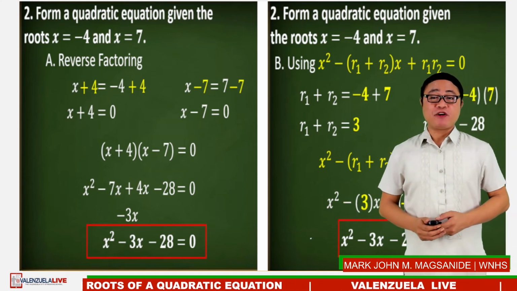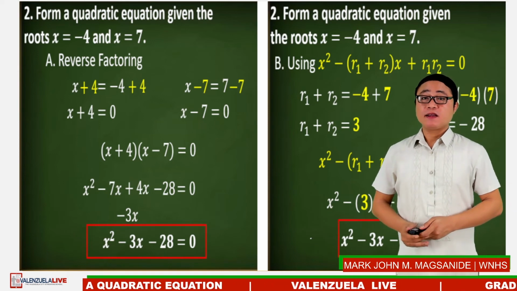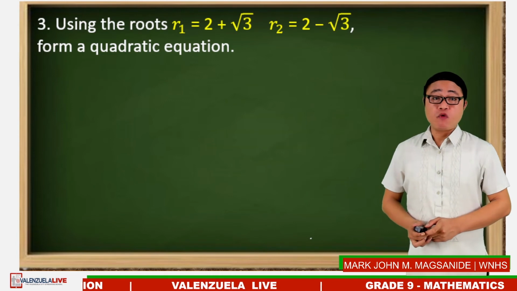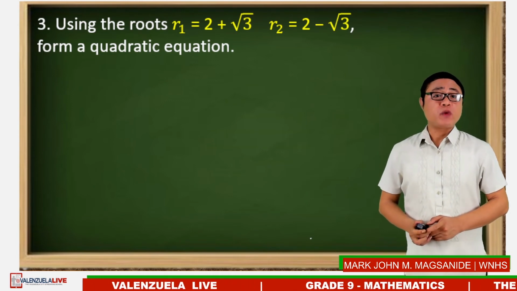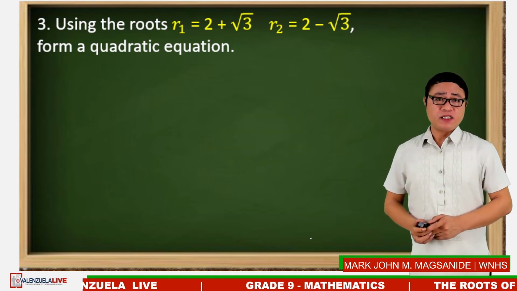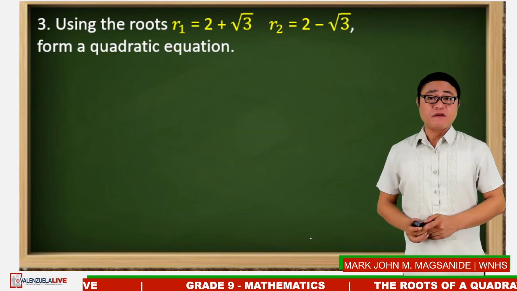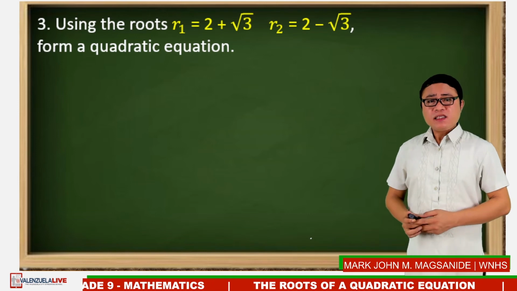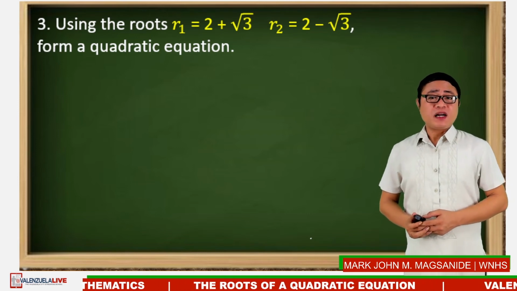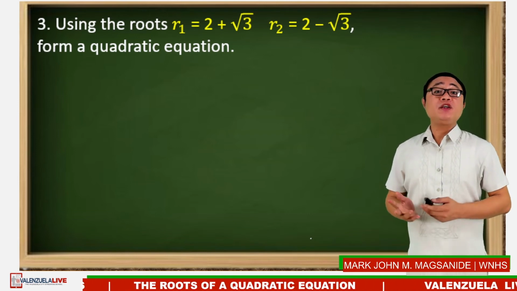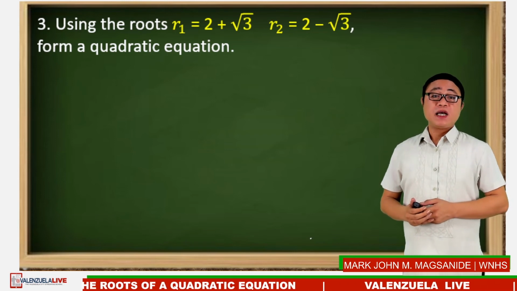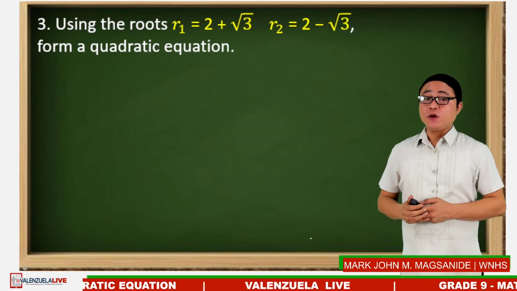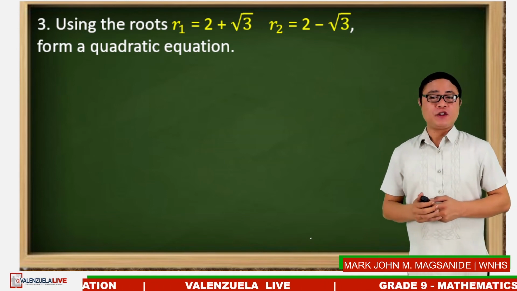For the last example, using the roots, r sub 1 is equal to 2 plus square root of 3 and r sub 2 is equal to 2 minus square root of 3 for a quadratic equation. In this example, the two roots are given. Therefore, we can use any of the two methods. The application of sum and product of the roots is easier. So, that is the method I'm going to use.